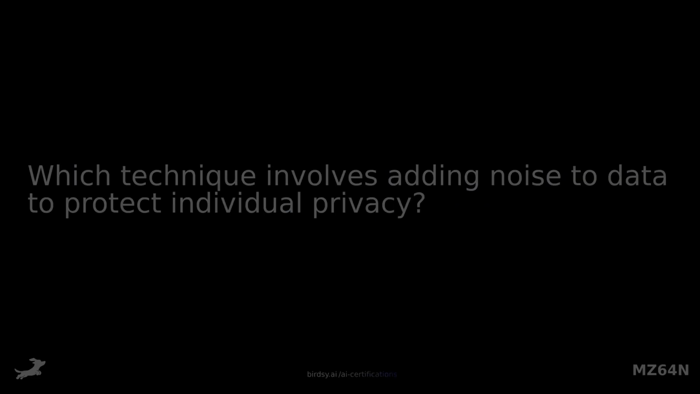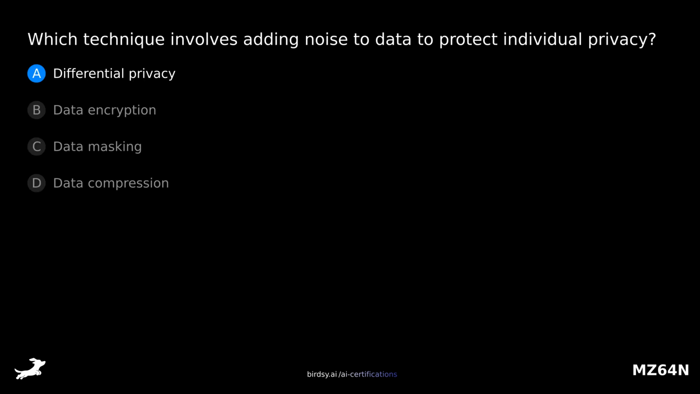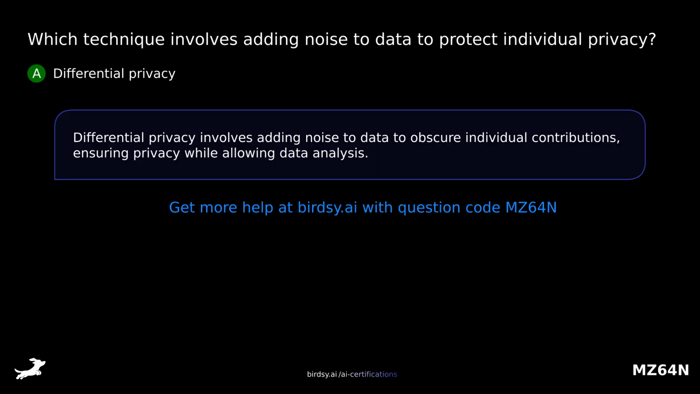Which technique involves adding noise to data to protect individual privacy? Is it A, differential privacy? B, data encryption? C, data masking? Or D, data compression? The answer is A, differential privacy. Differential privacy involves adding noise to data to obscure individual contributions, ensuring privacy while allowing data analysis.